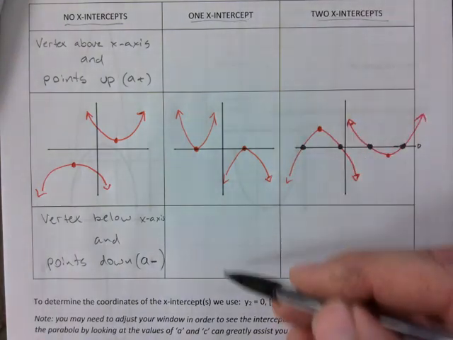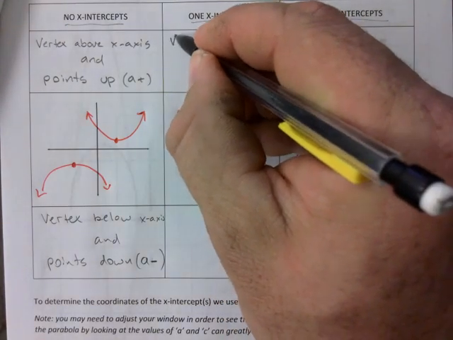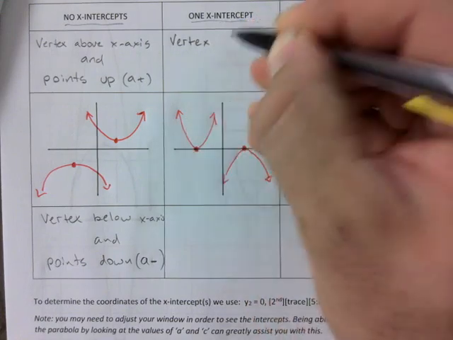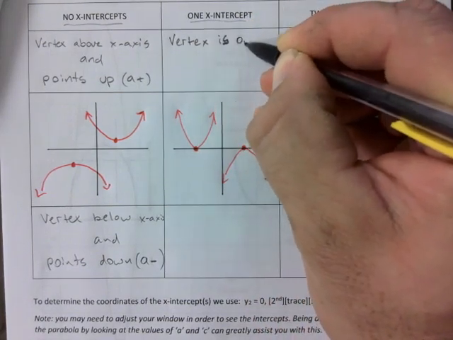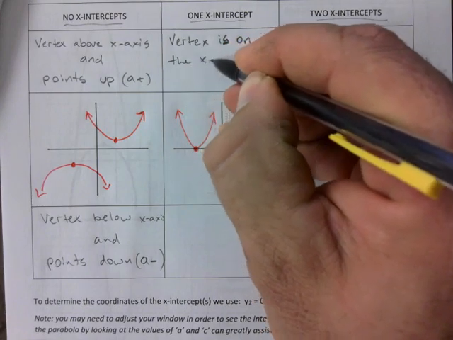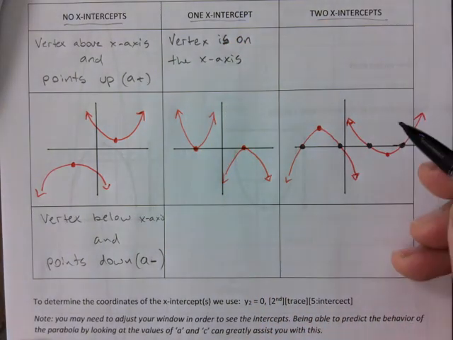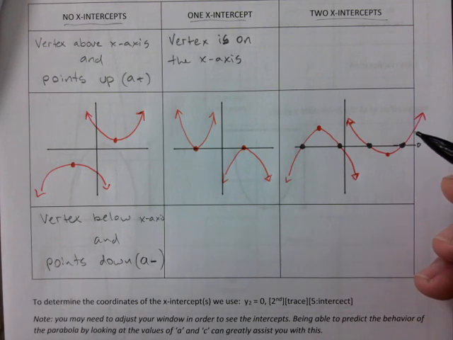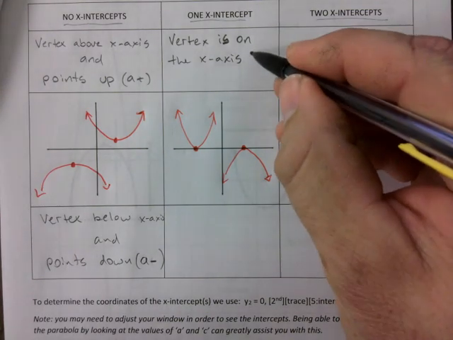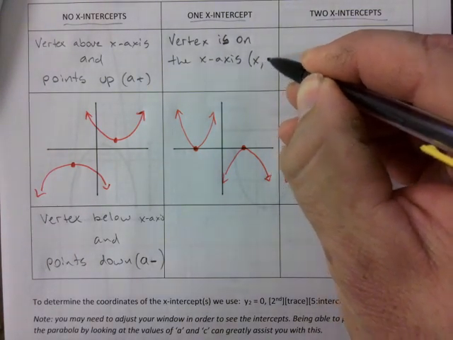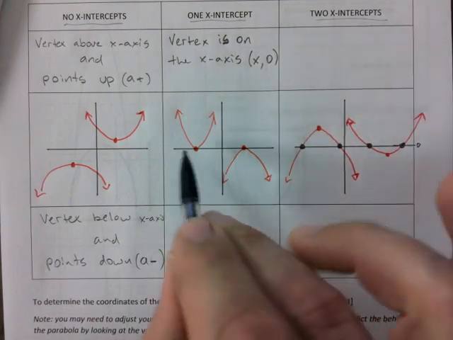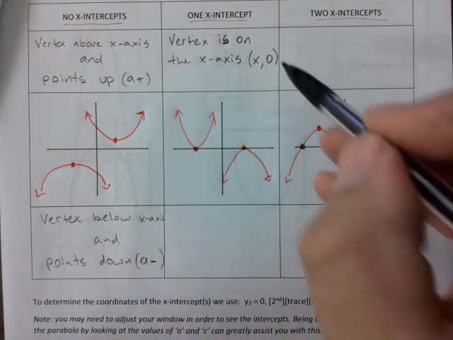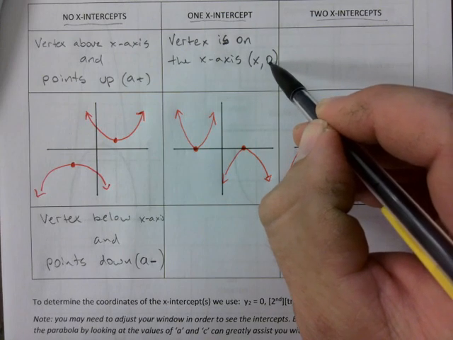And then for this one, for the middle one, the vertex is on the x-axis. What will the y value of the vertex be if you're right on the x-axis? It's going to be 0. So you actually know that the vertex is going to have some sort of x value, could be anywhere, but we know that the y value will be 0.